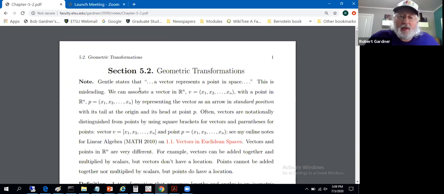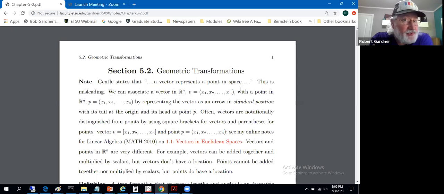If we say something like all these vectors lie in a plane, then we're probably describing vectors in standard position. Remember, at least in terms of physics applications, vectors don't have a location. You can put them anywhere. All right, then let's put them in standard position. And then we can discuss things like vectors that lie in a plane, vectors that lie along a line, those type of things. Gentle states that a vector represents a point in space.